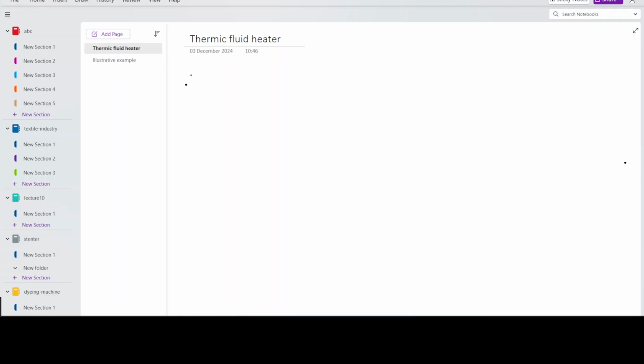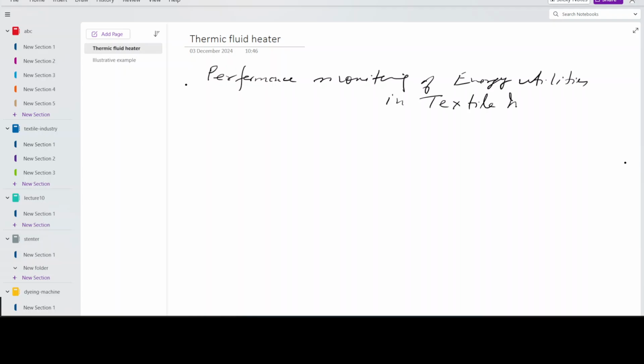Today we will begin performance monitoring of energy utilities in textile industry.